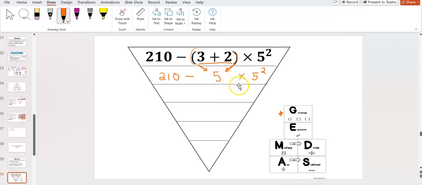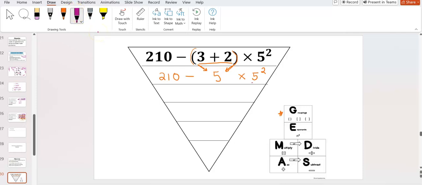210 take away 5 times 5 squared. And I'm going to now ignore this first part. I'm now going to solve this new expression and again, rewrite. And I'm going to keep doing this process until I get an answer. Okay, so that was step 1.